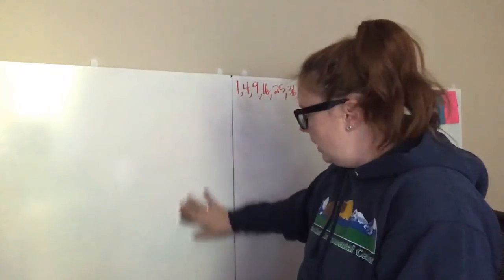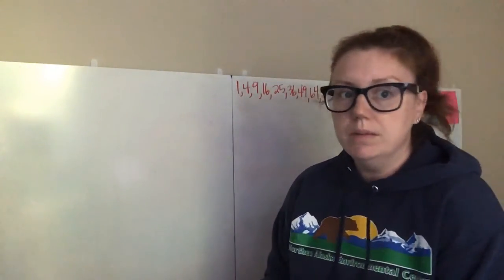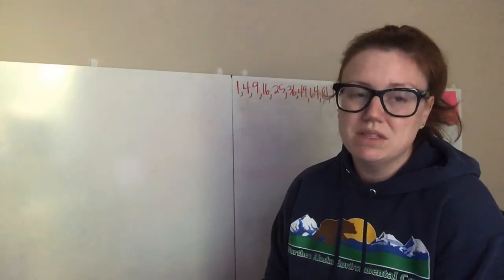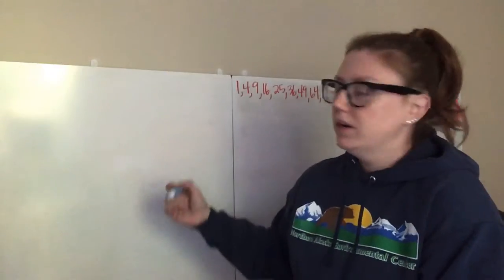Those ones are a little tricky. There shouldn't be very many of them, if any at all, on your homework, just because big numbers sometimes throw us for a loop just because of that prime factorization part.